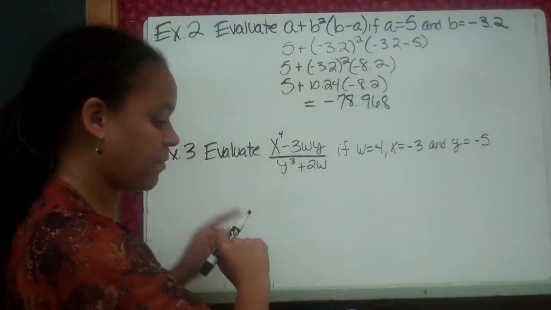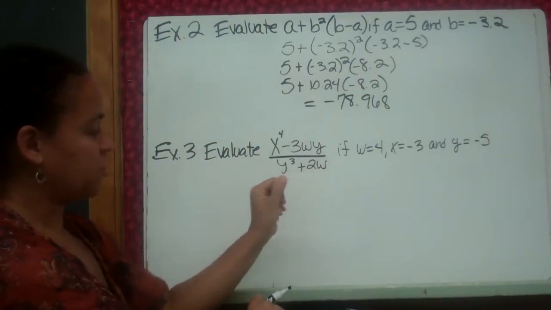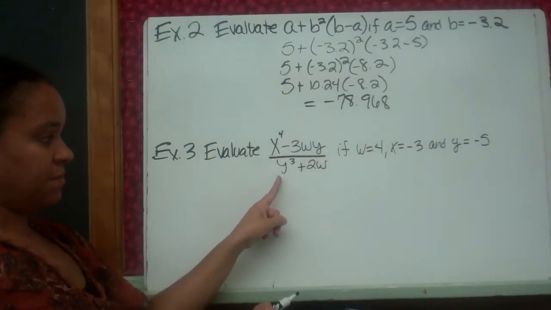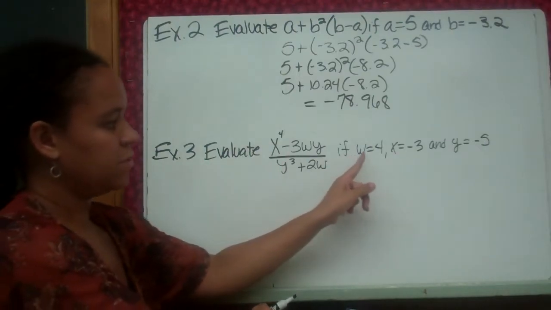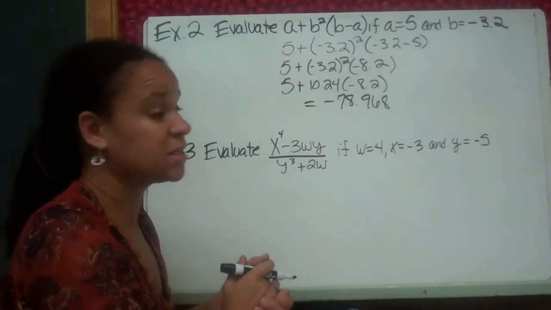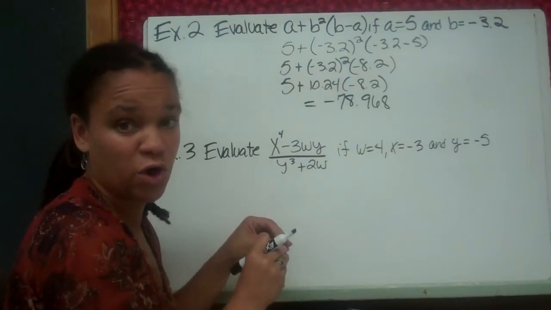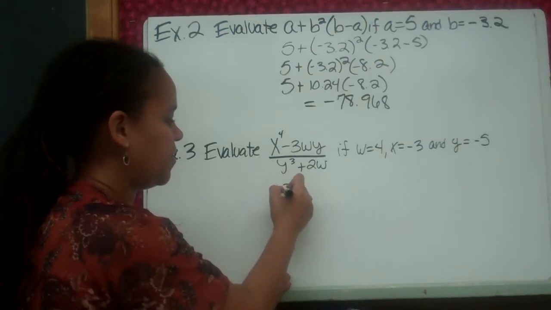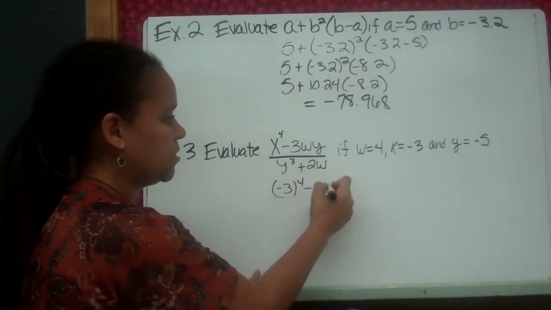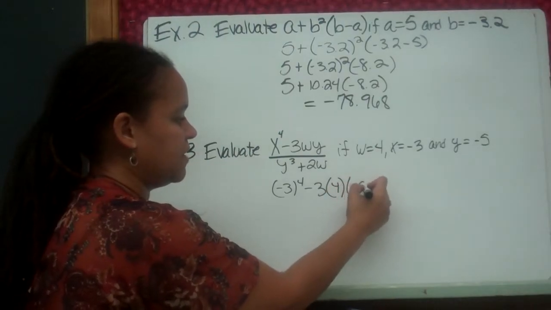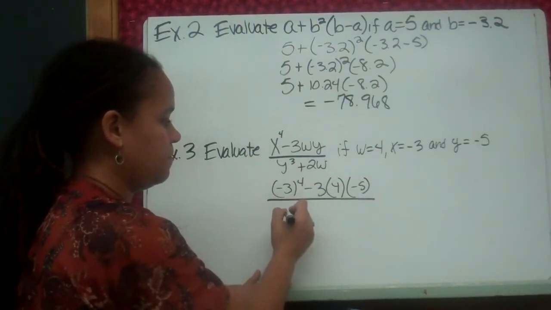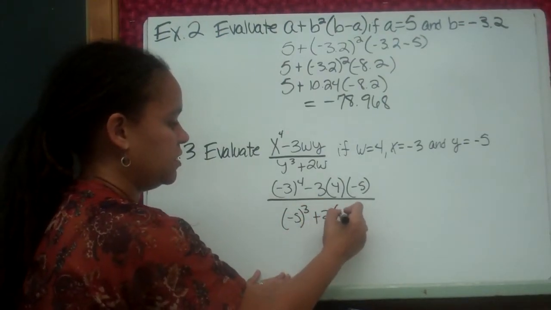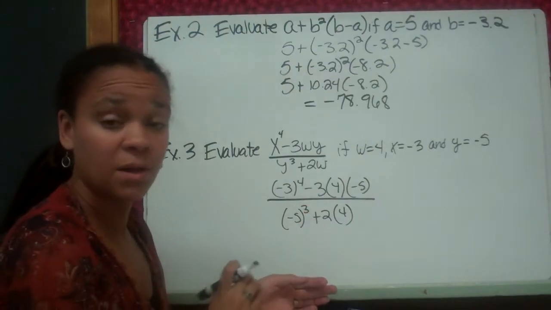Okay, example 3, evaluate this expression here, x to the 4th minus 3wy, divided by y cubed plus 2w. Here's w, x, and y. Let's plug them all in and see what you get. You may want to pause, try it on your own, and then just come back and see if you get what I got. So let's start. Negative 3 to the 4th power minus 3 times 4 times negative 5, all over negative 5 cubed plus 2 times 4. So you should have everything plugged in that way.